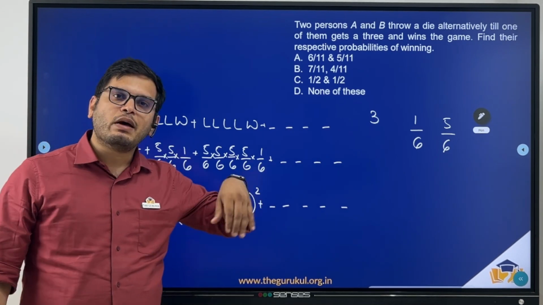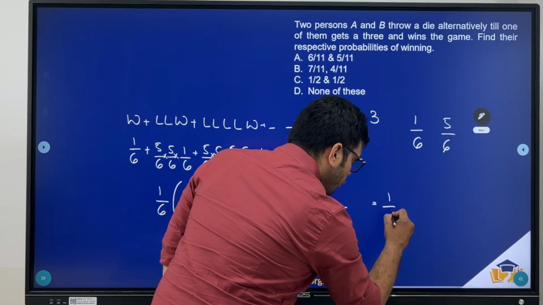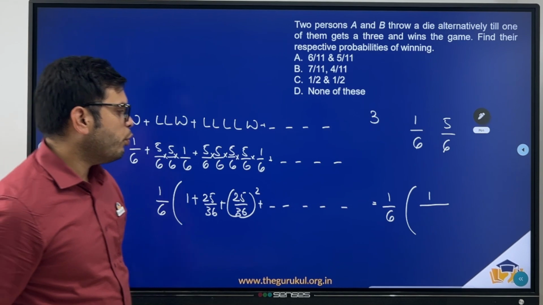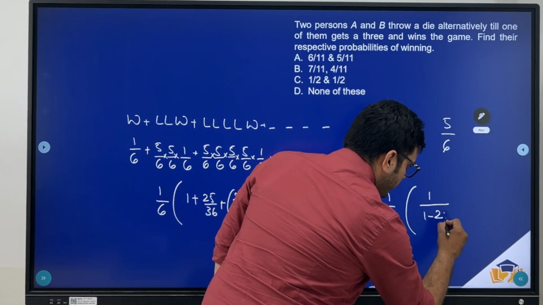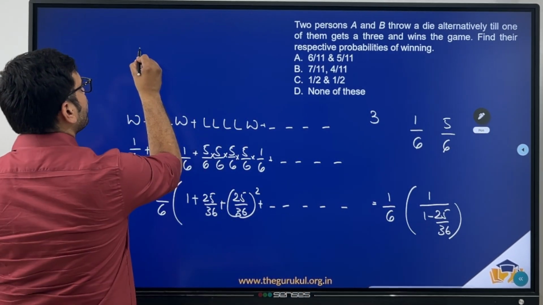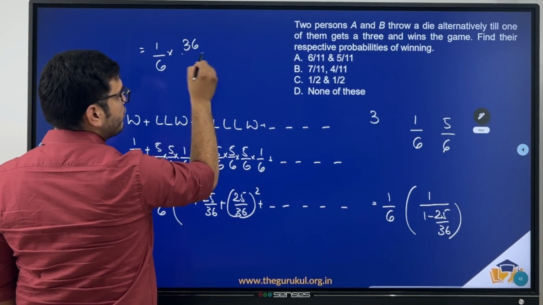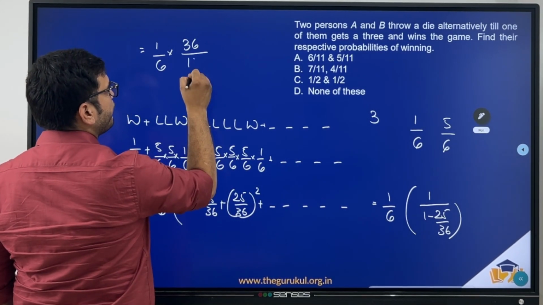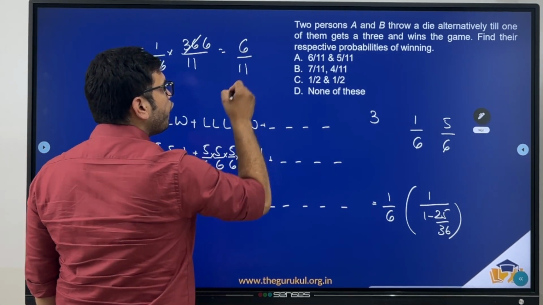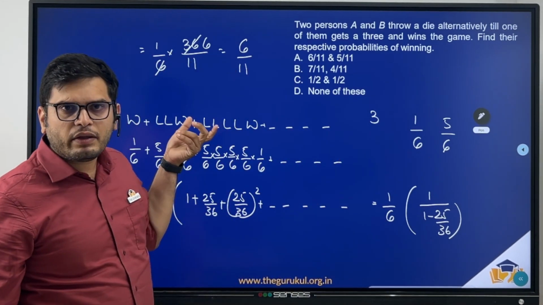Now this is nothing but the sum of an infinite GP, right? So this will be equal to 1 by 6 into a by 1 minus r, 1 minus 25 by 36. So on simplification, this is equal to 1 by 6 into, I can take 36 to the numerator, 36 by 36 minus 25, 11. Now 6 sixes are 36. So the probability of A winning the game is 6 by 11. Right. So the probability of A winning the game is 6 by 11.